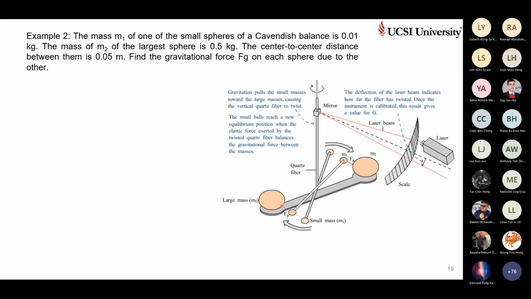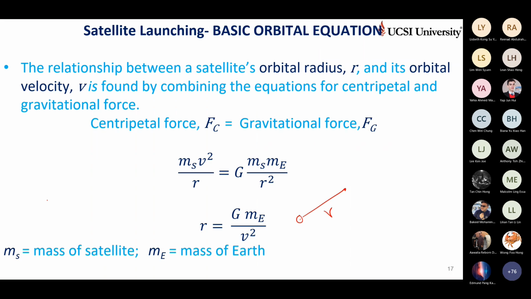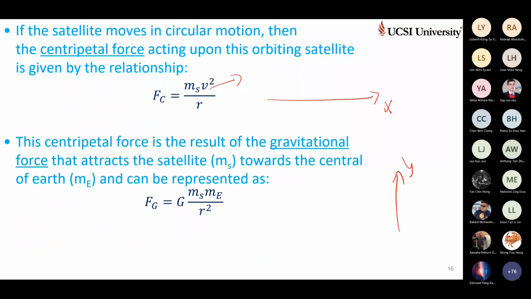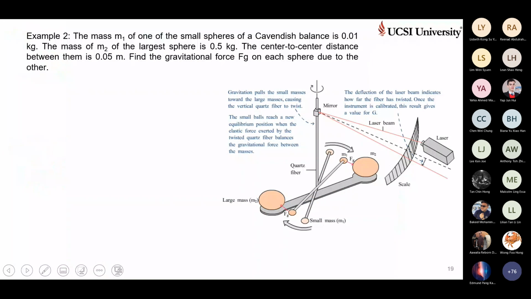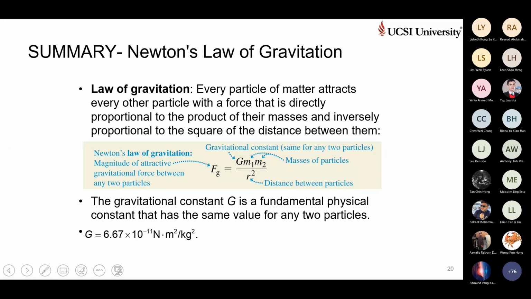So this is one of the examples using the same good old equation. Force is equal to this one. Because of the same equation, you can solve this problem. To summarize, we learned the law of gravitation gives you the force of gravity, and then the gravitational constant, right?